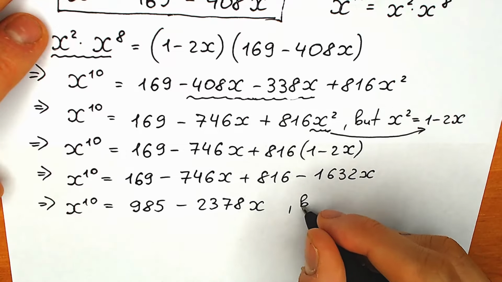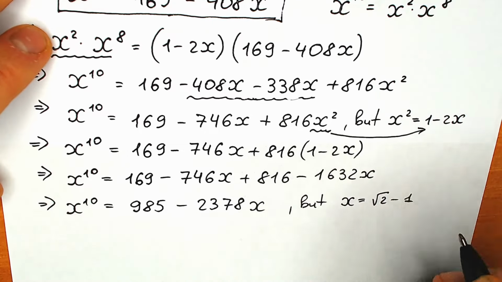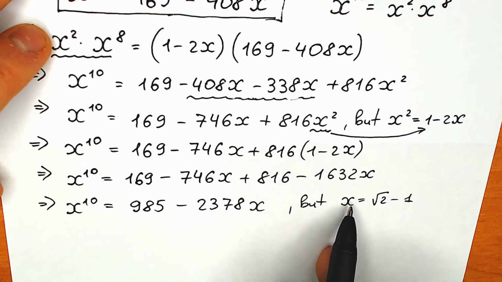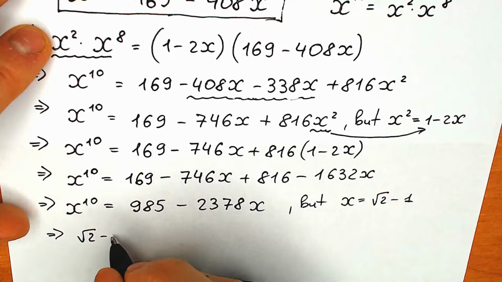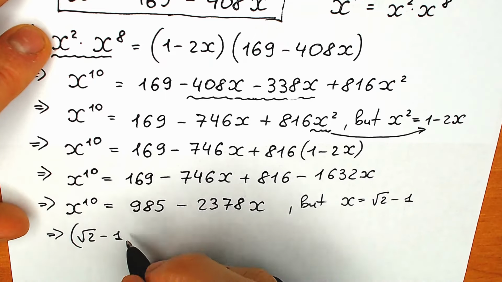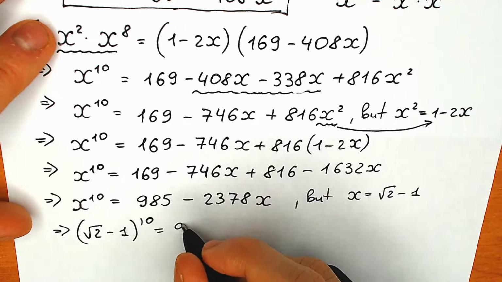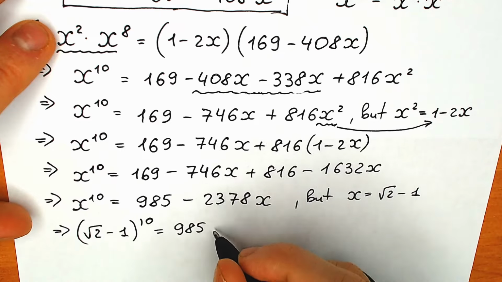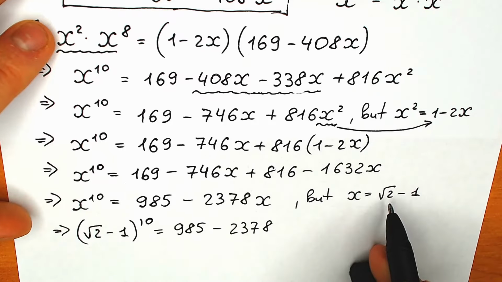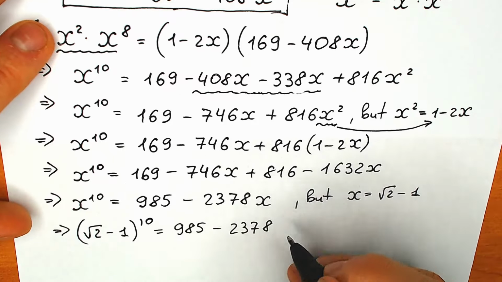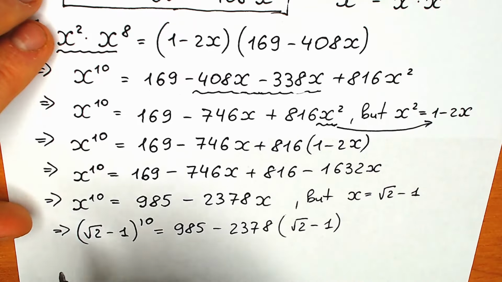So x equal to square root of 2 minus 1, and that's why when we plug in, instead of this x, square root of 2 minus 1, we have the same beginning, so square root of 2 minus 1 to the power 10 from here, equal to 985 minus 2378, and instead of x we plug in square root of 2 minus 1, so times square root of 2 minus 1.